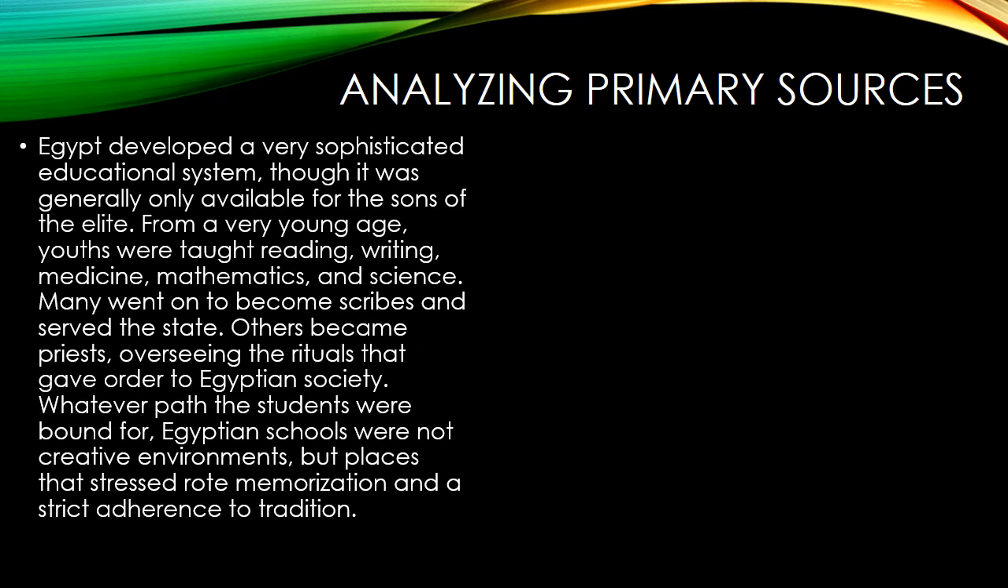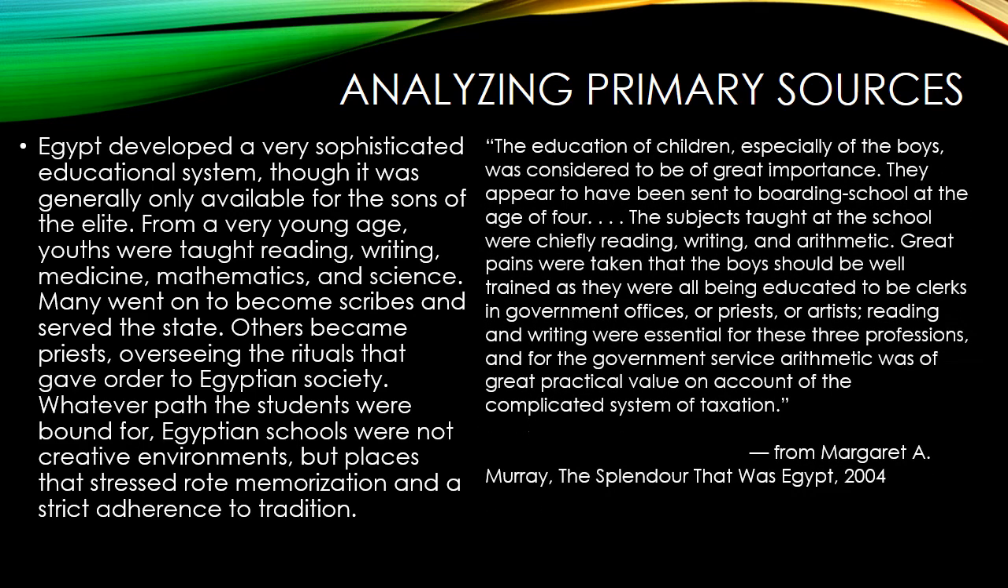Egypt developed a sophisticated educational system. Though it was generally only available for the sons of the elite, from a very young age, youths were taught reading, writing, medicine, mathematics, and science. Many went on to become scribes and serve the state. Others became priests, overseeing the rituals that gave order to Egyptian society. Whatever path the students were bound for, Egyptian schools were not creative environments, but places that stressed rote memorization and a strict adherence to tradition.